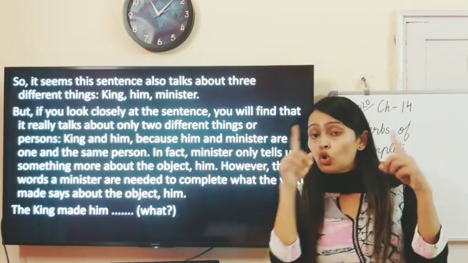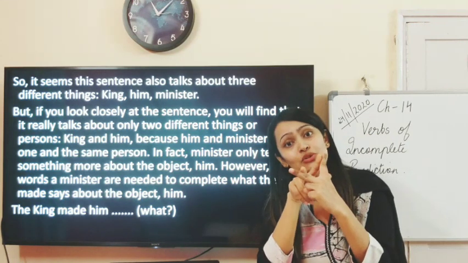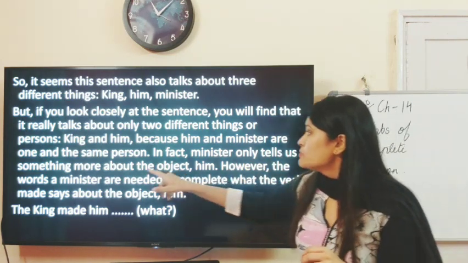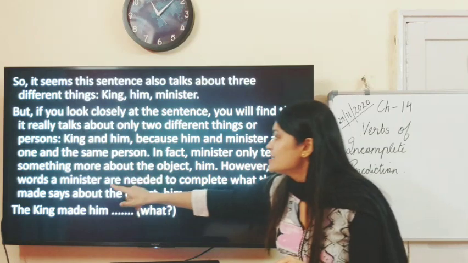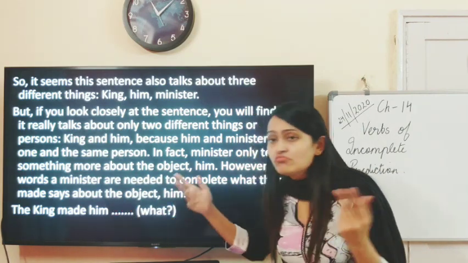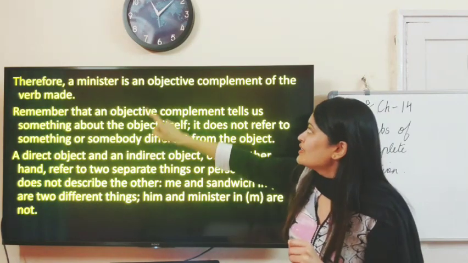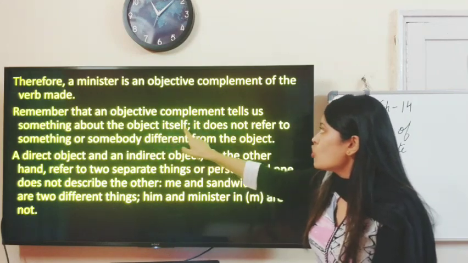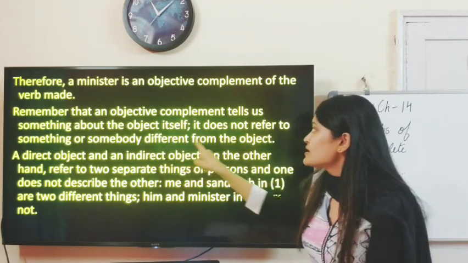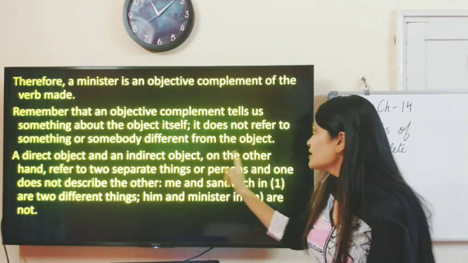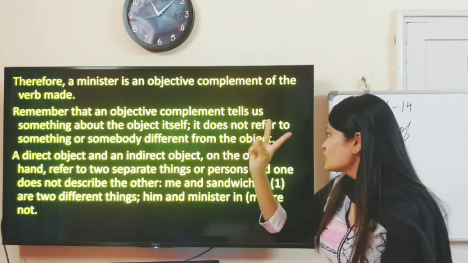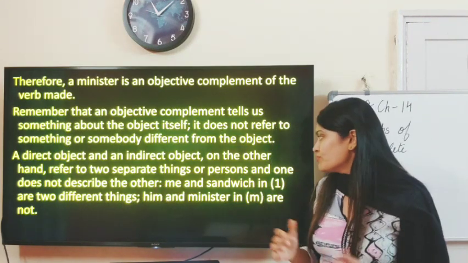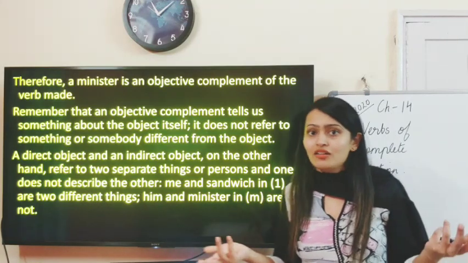You cannot separate them. Over there, me and sandwich in the first example were two different things. Here, him and minister is one and the same thing. However, the word minister is needed to complete what the verb made says about the object him. The king made him. Right, children? So we require minister as an objective complement. Remember that an objective complement tells us something about the object itself. It does not refer to something or somebody different from the object. A direct and indirect object, on the other hand, refer to two separate things or separate persons, like me and sandwich. It does not describe the other. Me and sandwich are two different things, and him and minister are one and the same thing.